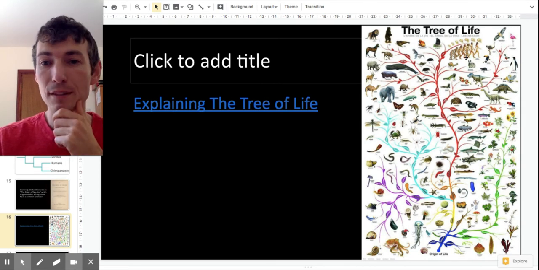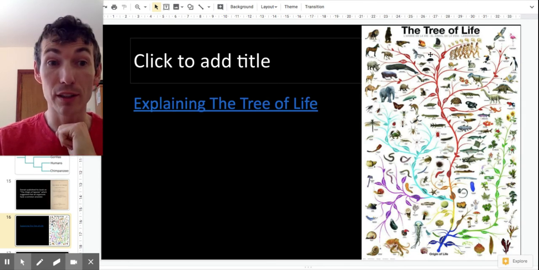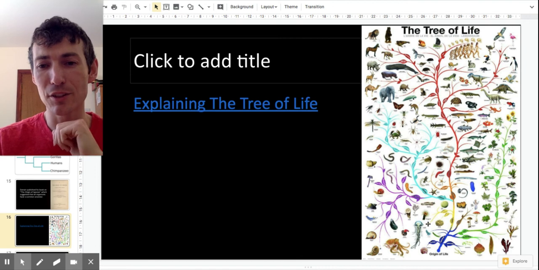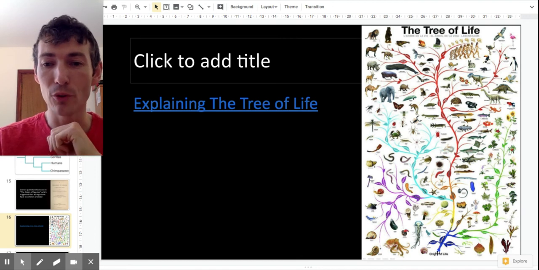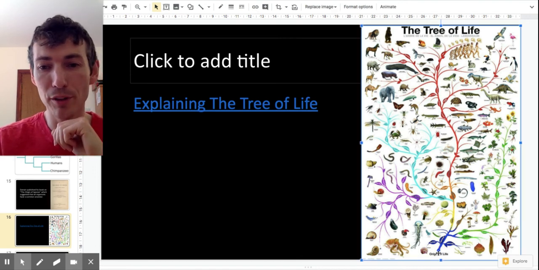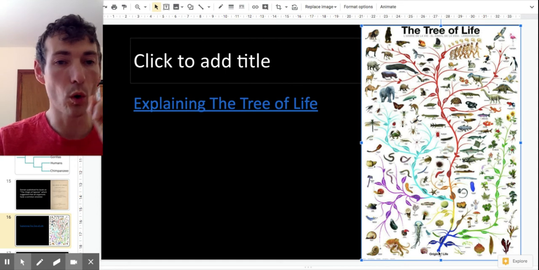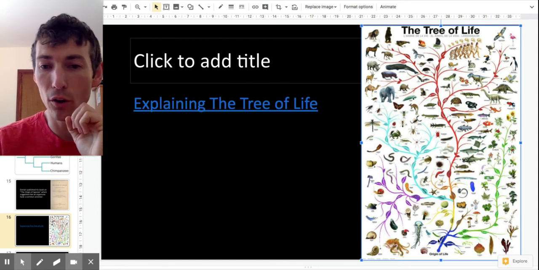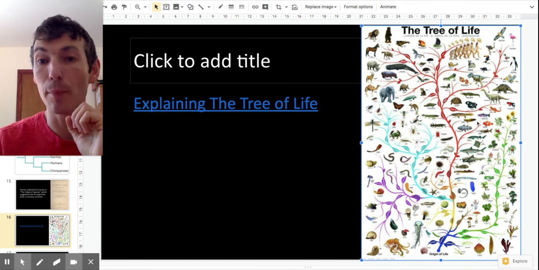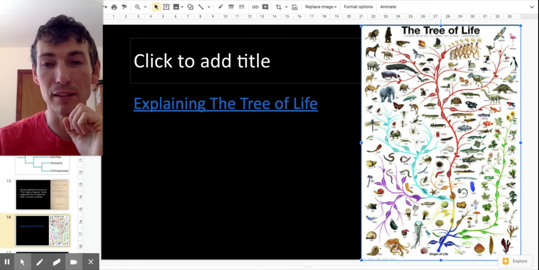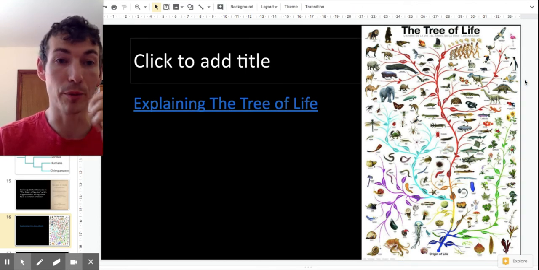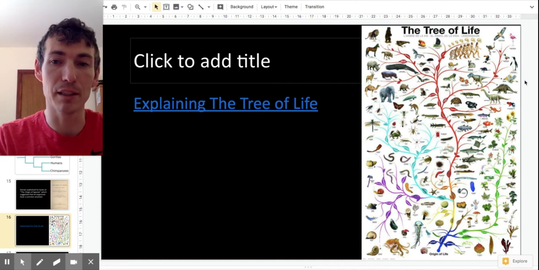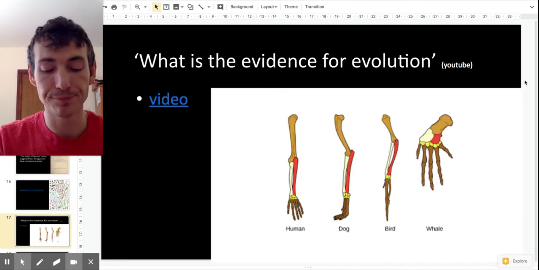Okay, so this is a nice picture of a tree of life that is sometimes used to describe this. From the origin at the very bottom, at the beginning, is one single species, and then from that, all of the different species that exist today branched out from that single species, and we are talking about millions and millions of years for that to happen.